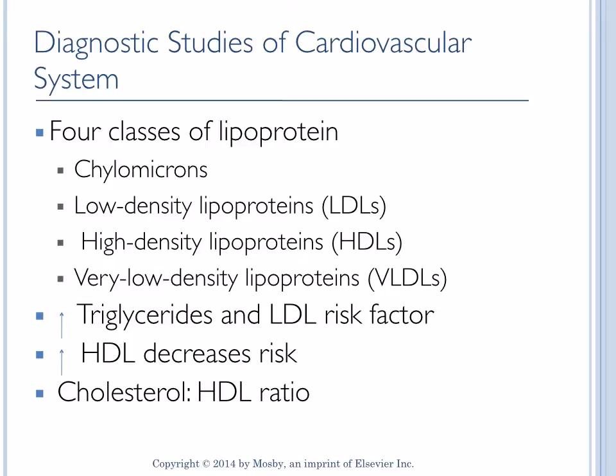So an increase in the ratio indicates increased risk. This provides more information than either value alone. So we want high levels of HDLs and low levels of triglycerides and LDL. The patient must fast before the blood is drawn for a lipid panel to remove the effects of a recent meal. So when you have a lipid panel, what do you tell your patient? He must fast because we don't want the effect of his recent meal in the blood draw. Okay, so let's go to the next slide.